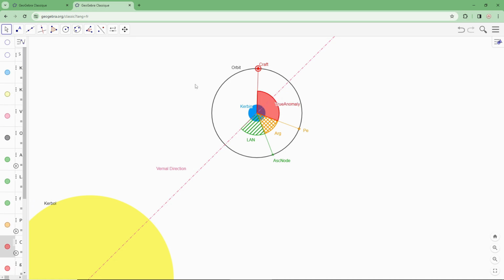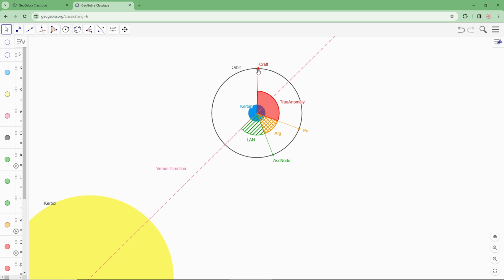Okay, so the true anomaly is the angle between periapsis, Kerbin, and the craft. This is the same, for example, for Duna and Ike. Okay, Ike is orbiting around Duna, so the true anomaly is the angle between the periapsis of Ike's orbit, Duna, and Ike.